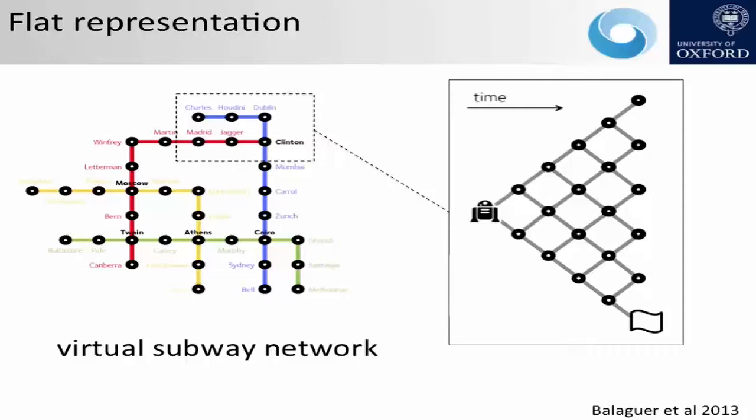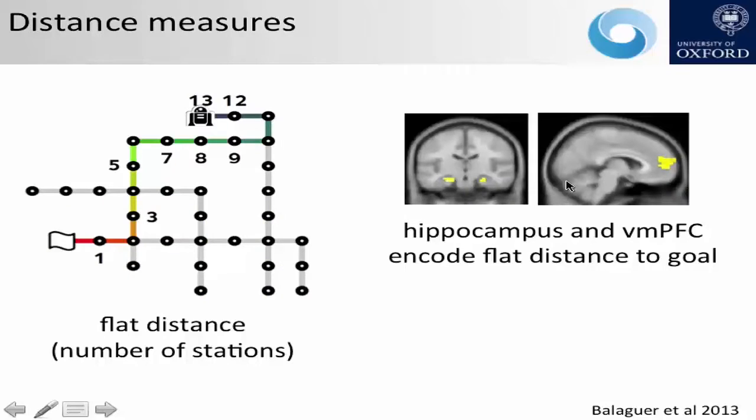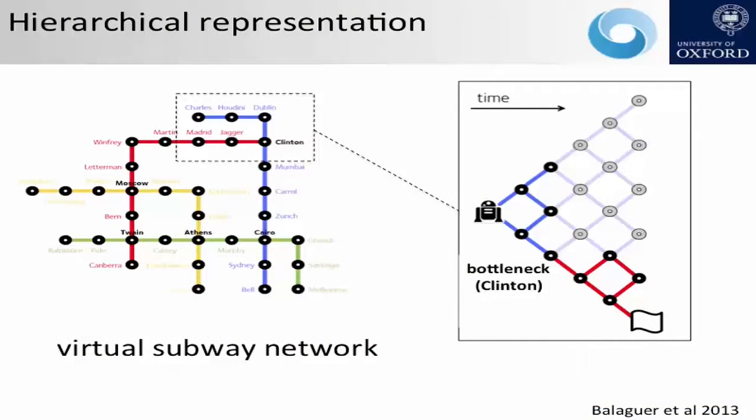So one useful representation of this map would just be flat, a kind of encoding of a list of transitions among states. So for example, when you're navigating from Martin Station to Dublin Station, you might encode a list of the intervening stations, so Madrid Station, Jagger Station, Clinton Station, and so forth. And we did see, like previous studies, neural signals in the hippocampus and ventromedial prefrontal cortex that vary with the overall distance to goal in terms of the number of stations that you had to go through in order to reach your destination.